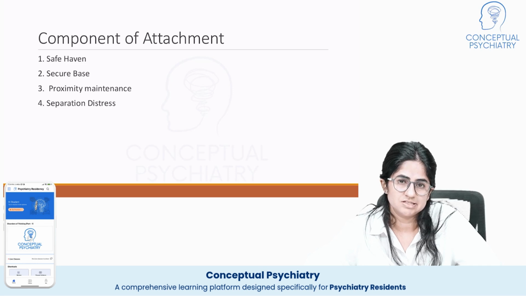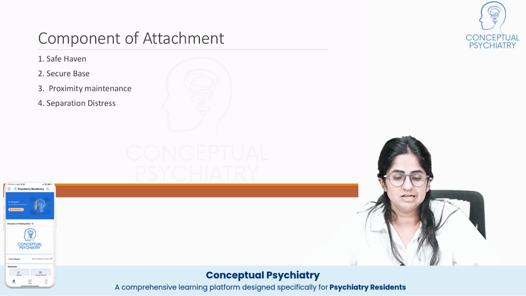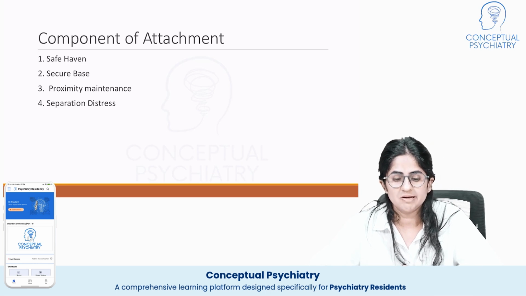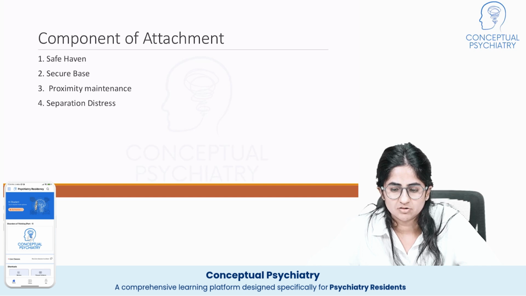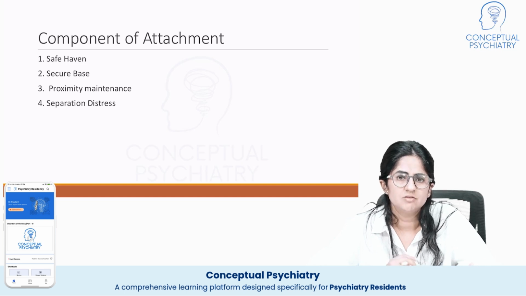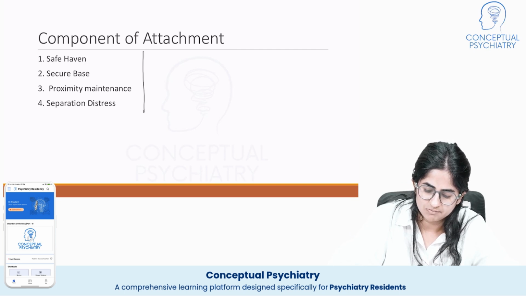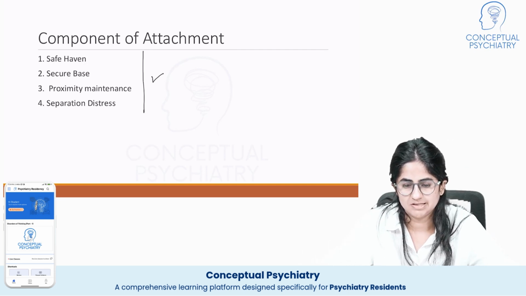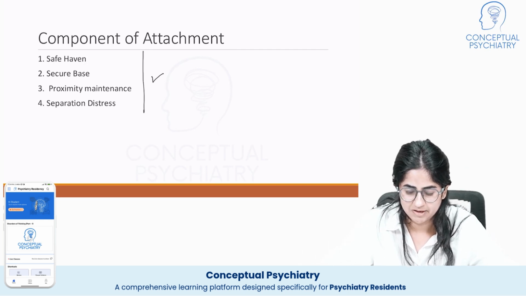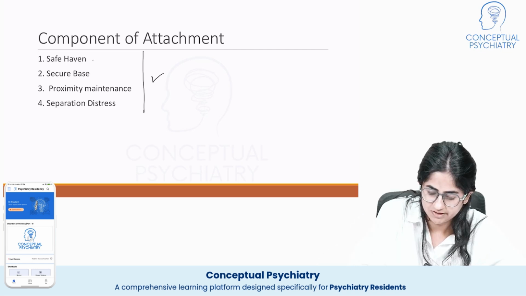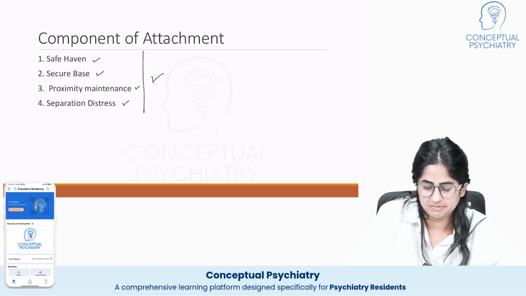Lastly, separation distress. Separation distress is when the child becomes unhappy or sorrowful when he becomes separated from the caregiver, right? So, when the infant is taken away from the mother, he begins to cry. So, these are the four main components of attachment, right? Again, I would like to repeat in a single line: safe haven, secure base, proximity maintenance, and separation distress.